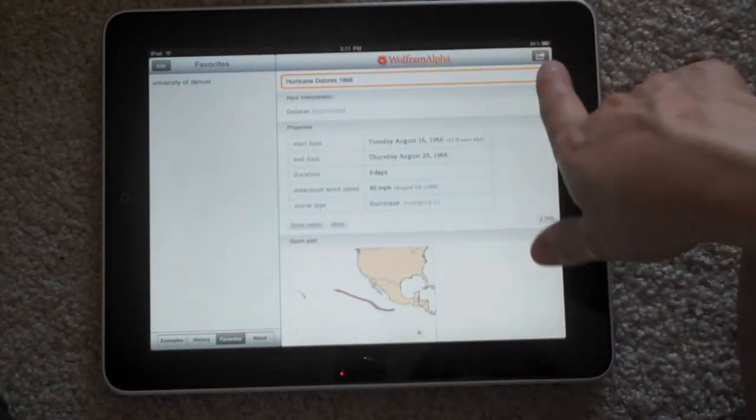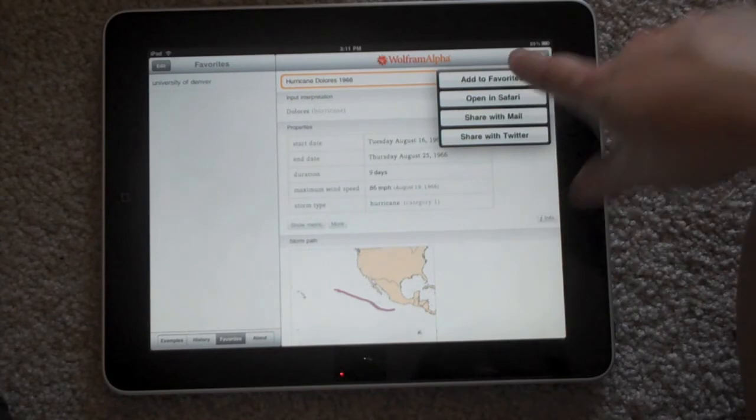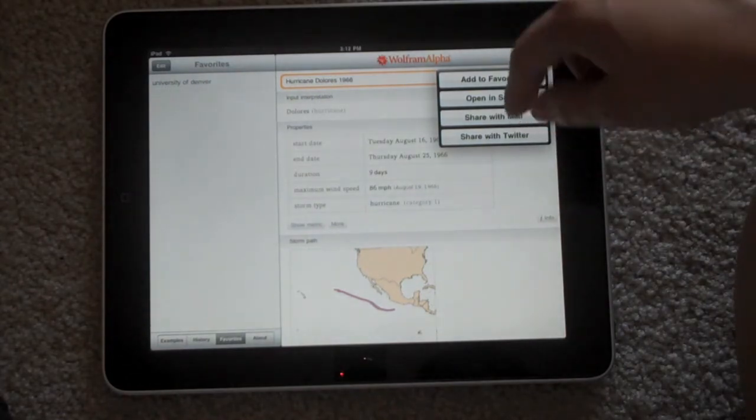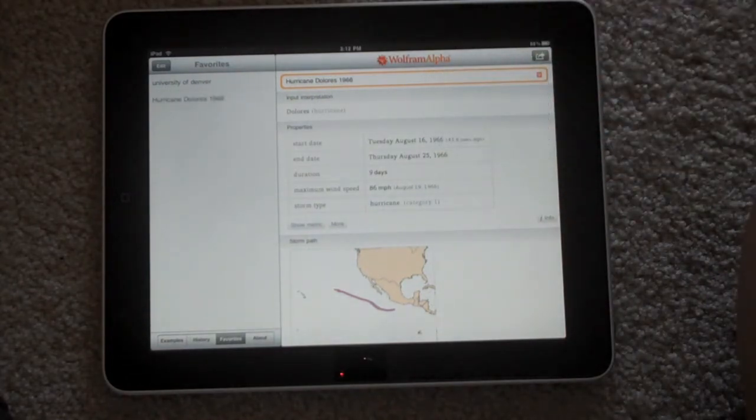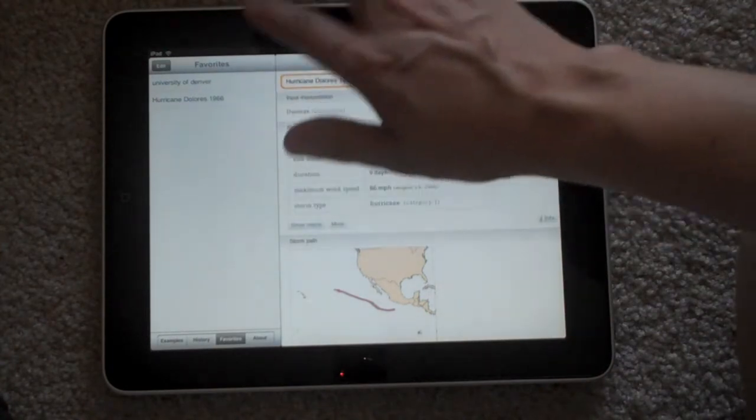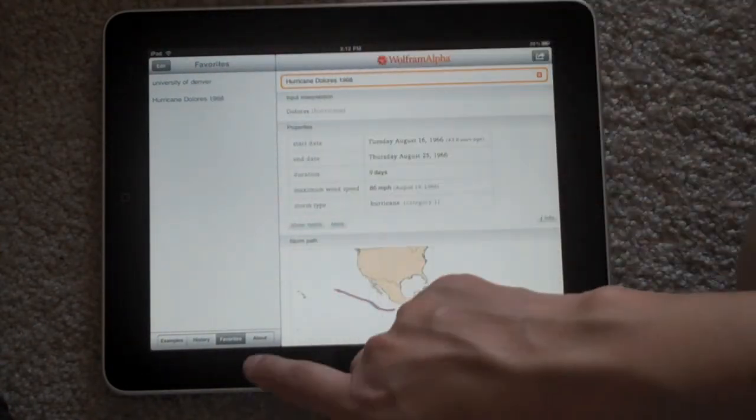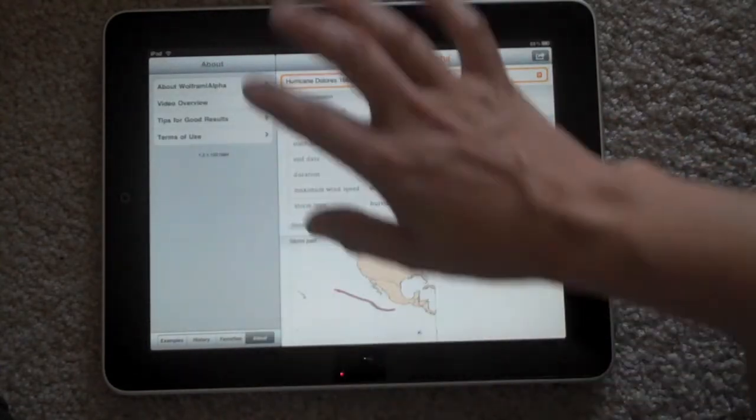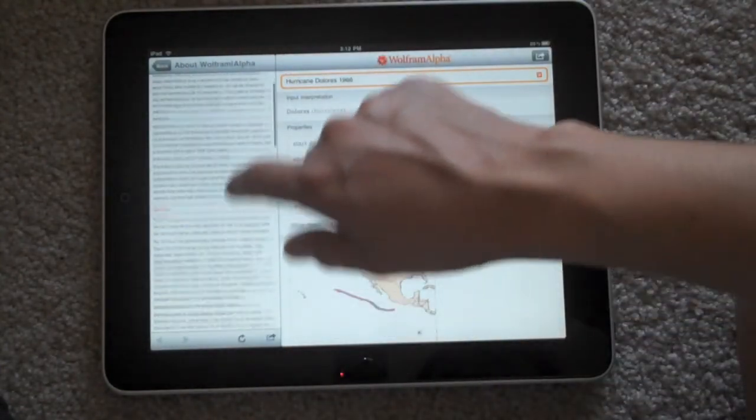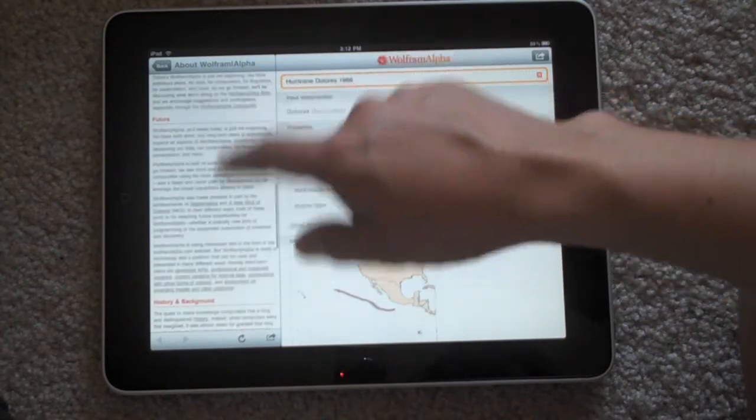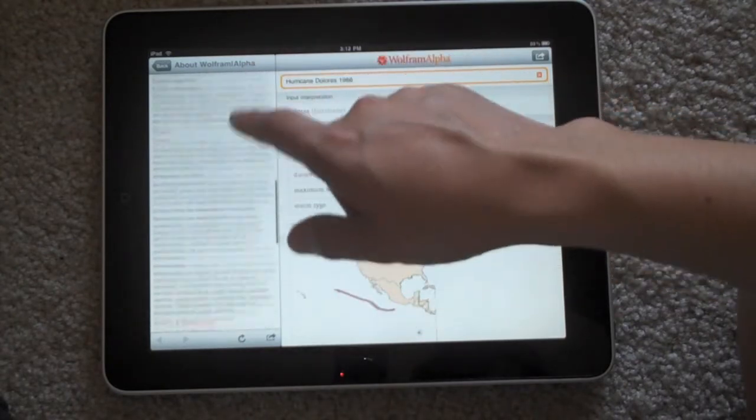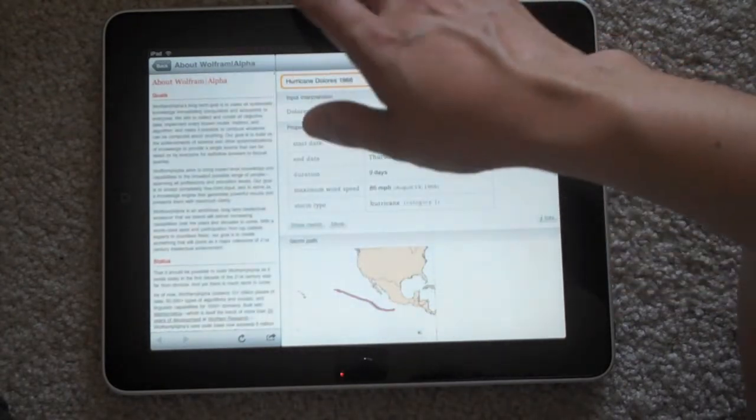So let's go ahead and actually add Hurricane Dolores. We can add to favorites, open in Safari, share with mail, or share with Twitter. So I can add Hurricane Dolores to my favorites, and now I can quickly access it if it's something I need to see a lot. And then there's a nice About tab. This one gives me just a lot of history of the application of WolframAlpha in general.